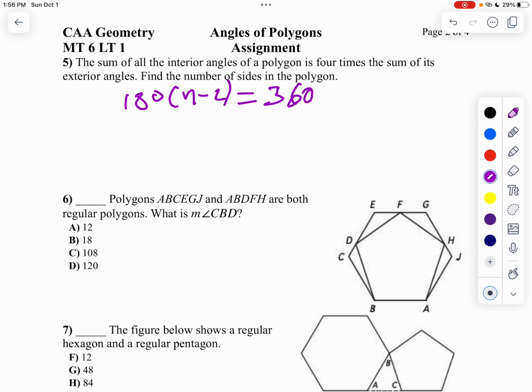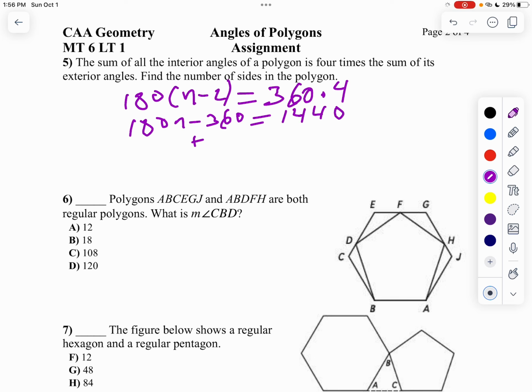And I have to take that times 4 because we know the left side is 4 times as big as the right. So if I simplify that, I get 180n minus 360 equals 360 times 4, and that is 1440.